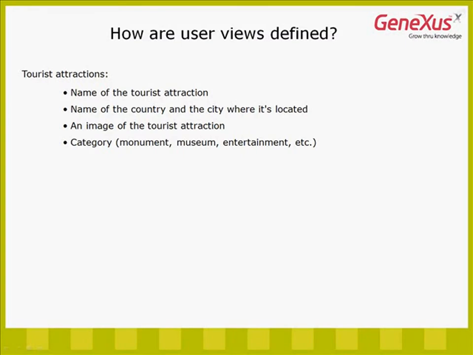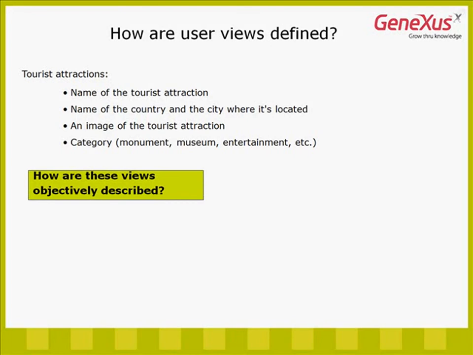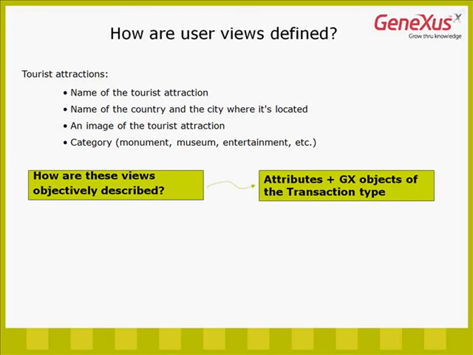We will be dealing with the name of the tourist attraction, the name of the country, the city to which it belongs, and also an image of the tourist attraction. At times, the tourist agency might also be interested in categorizing the attractions in order to know if they correspond to monuments, museums, or recreational areas. The question then becomes, how can we objectively describe these views? And the answer is by using GeneXus attributes and transaction objects.